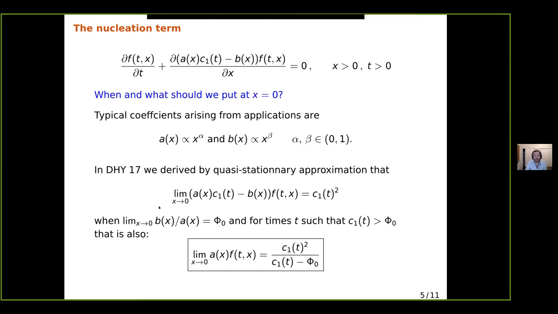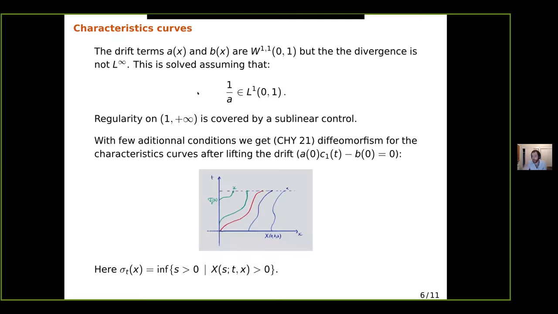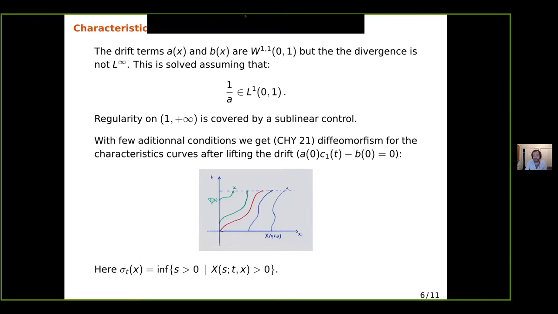How do we construct a solution to that equation? Well, we just go to the characteristic formulation. With the power law, we naturally have the rate in W^{1,1}, but of course this is not bounded, we are not Lipschitz. So we solve that, assuming that the aggregation rate, the term that pushes the new cluster, has its inverse integrable.